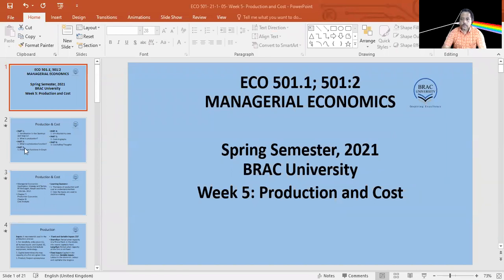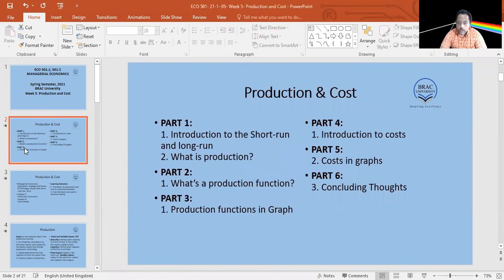In part 1, we'll look at the concepts of short run and long run in economics and what we actually mean by production. Part 2 of our lectures this week will look at what a production function actually is and what it tries to show. Part 3 will look at the production function in graphs based on the economic principle of diminishing returns.